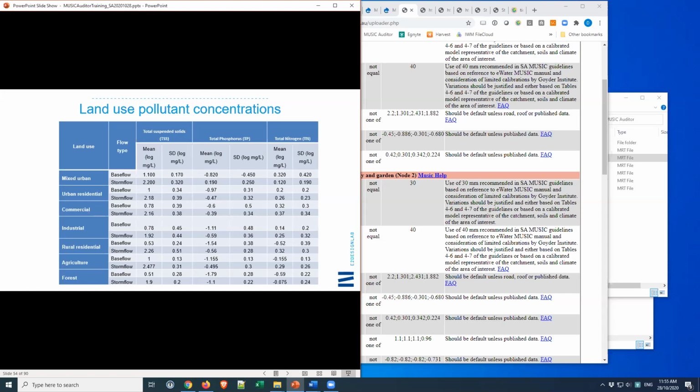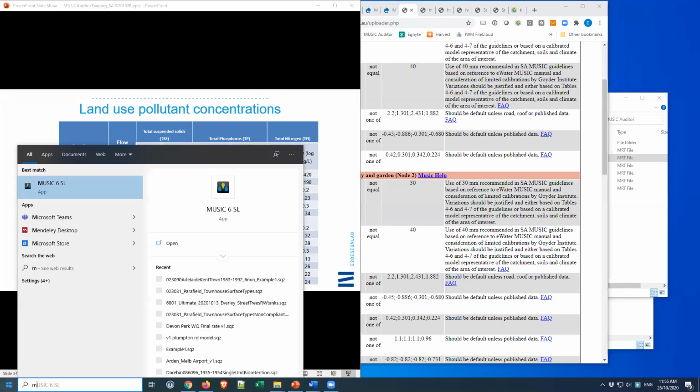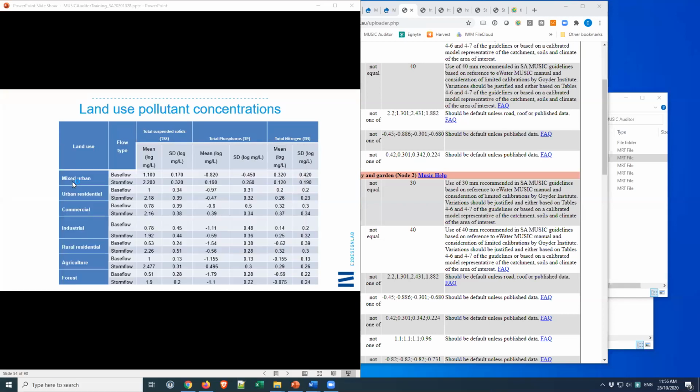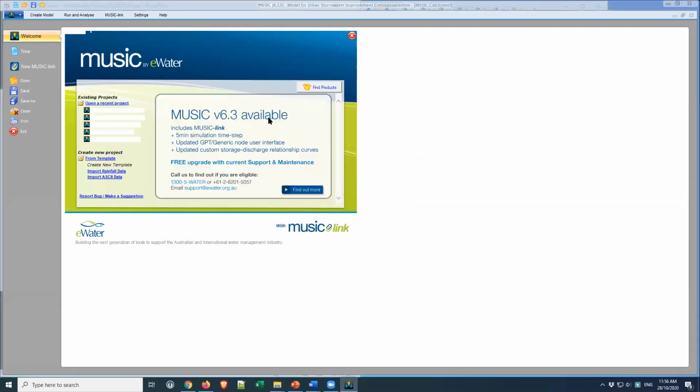They're based on the best available information that we have, representing that there's some shortcomings and limitations, but it is the best info we've got. Be aware that the parameters built into MUSIC for different land use surface types, if I just pull up one of these, for example, it's going to come up.